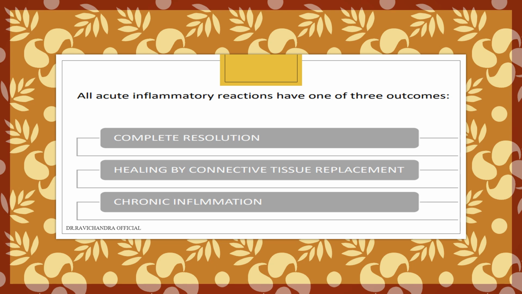All acute inflammatory reactions have one of these three outcomes. It may resolve completely, or healing by connective tissue replacement may happen. If it is not resolving or it is not healed, it will go into a state of chronic inflammation.